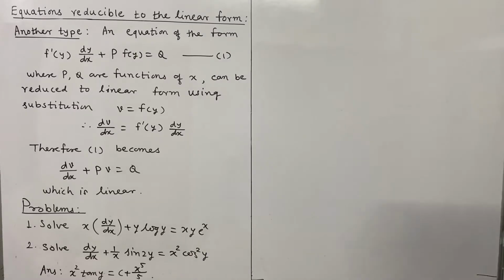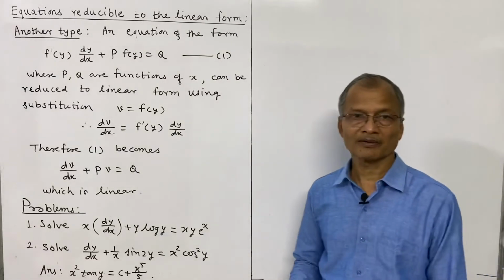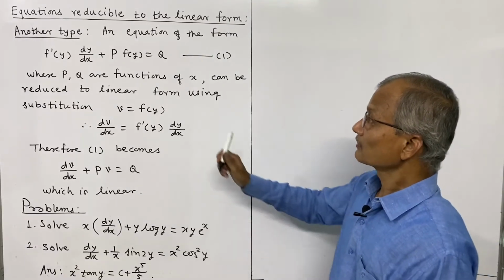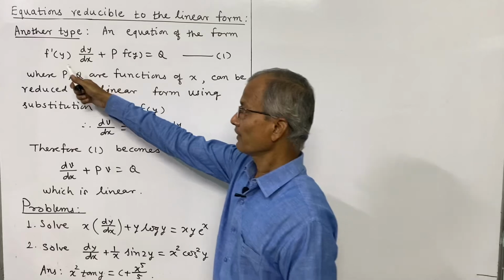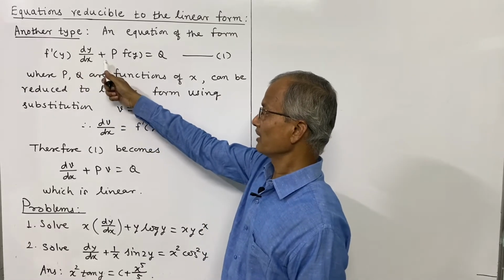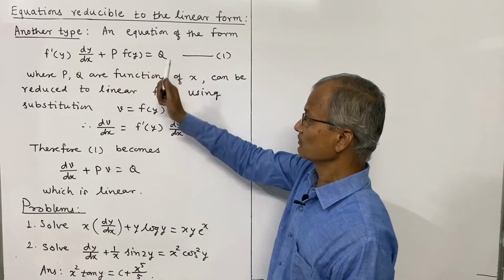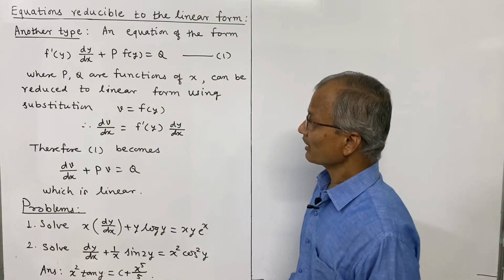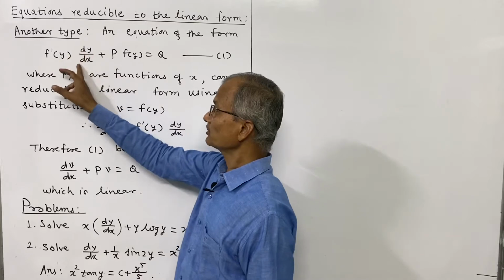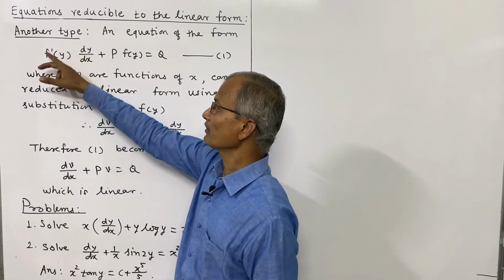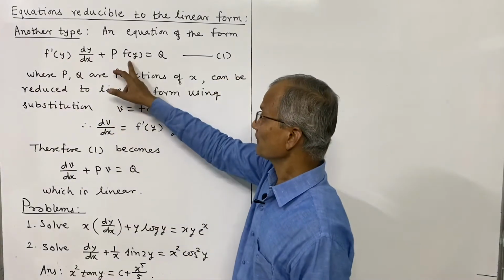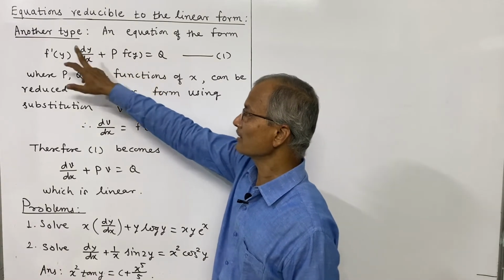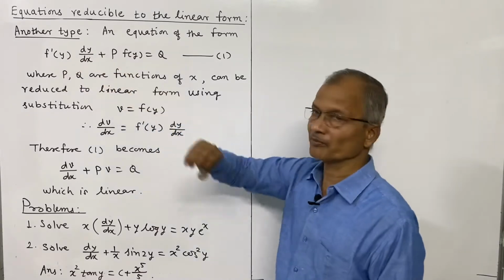Now we shall study another type of equation which can be reduced to linear form. An equation of the form f dash of y into dy by dx plus p into f of y is equal to q. In this type of equation, the coefficient of dy by dx is the derivative of a function of y, and that function of y appears in the second term. Here it is f of y, here it is f dash of y. This is the form of the equation.